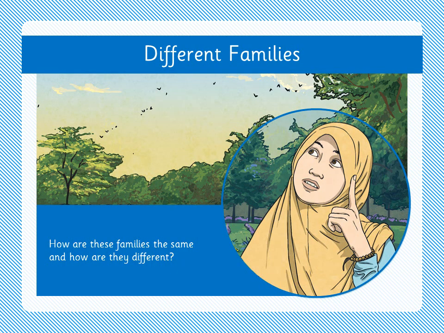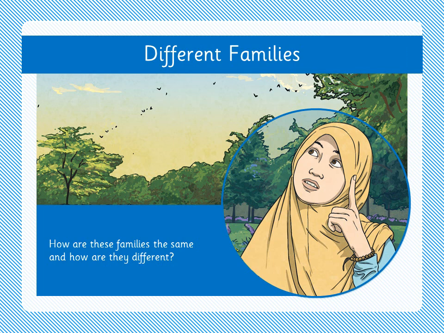So, how are these families the same, and how are they different? James lives with his mum, dad, and sister. Sarah lives with her two dads. We have people who live with their two mums. Sarah also lives with her brother and sister.